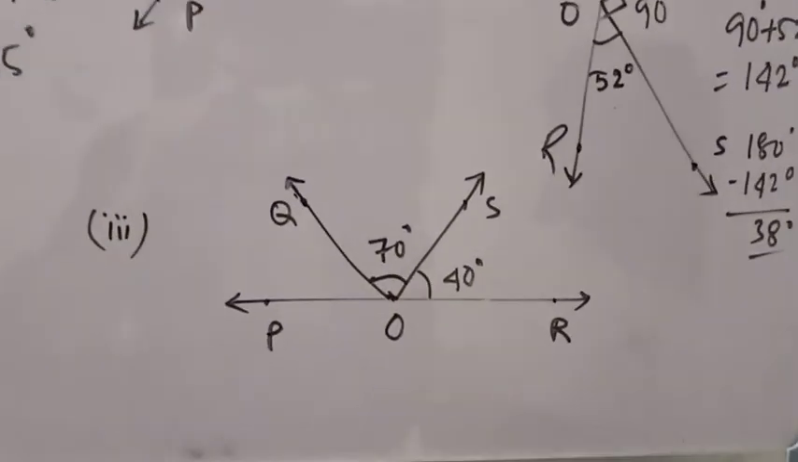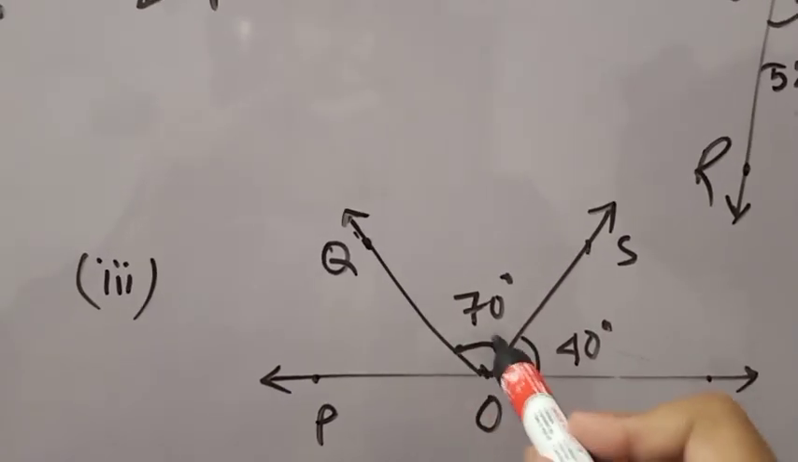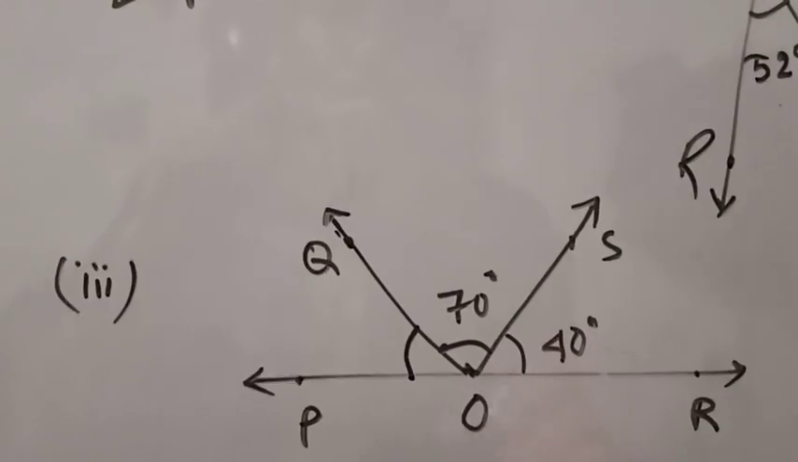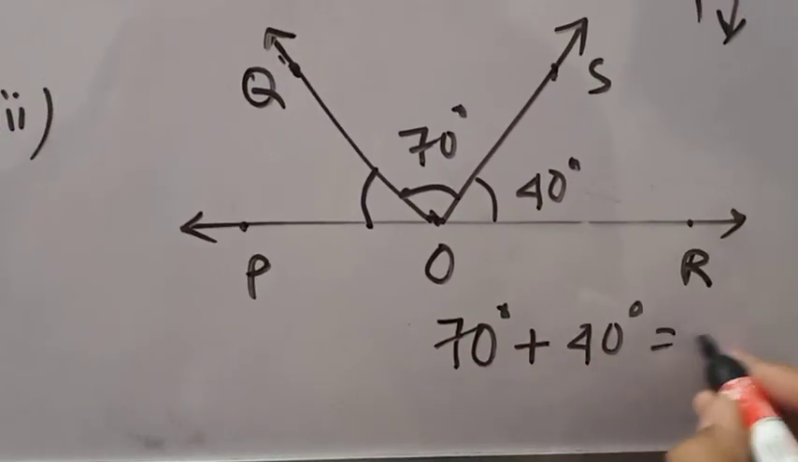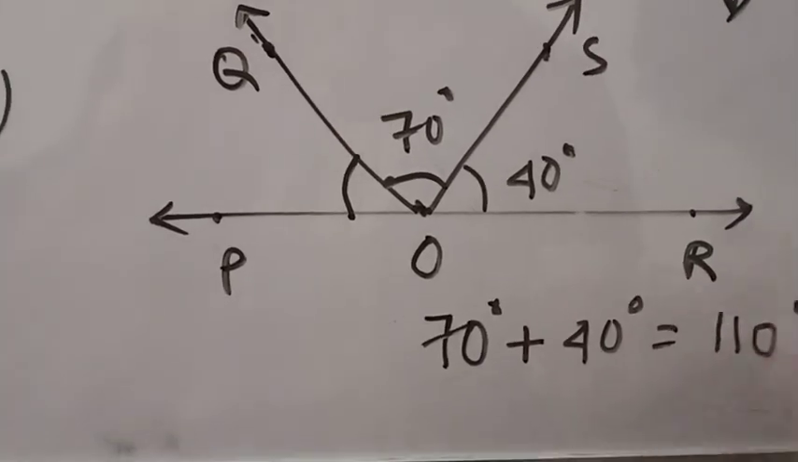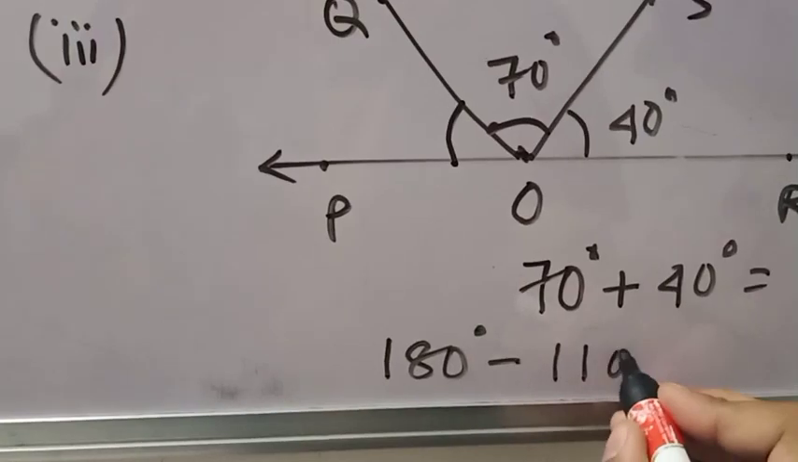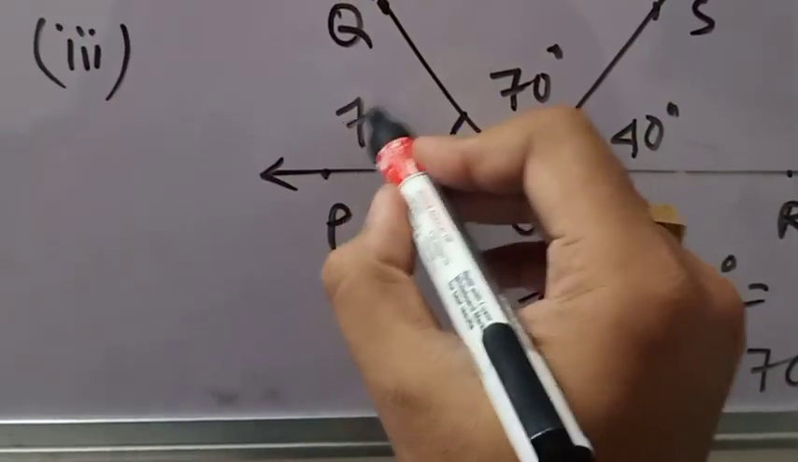And the last one, two angles are given, 70 and 40. So you have to add these, that is 70 plus 40, that is 110. Now you subtract from 180. So 70 degrees. This is all 70 degrees.